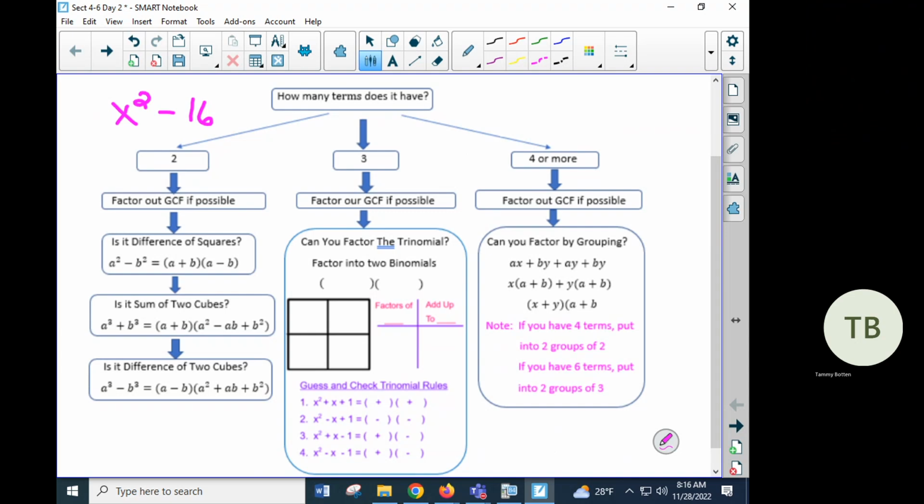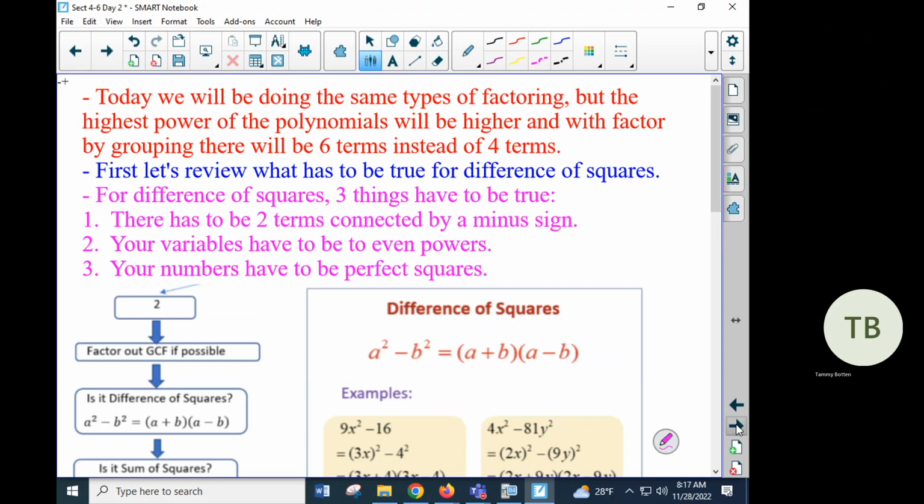And then when you get to 4 or more terms, so today we'll have 6 terms. So you could have 6 terms here. You could even have 8 terms. The first thing you'd want to do is factor out the greatest common factor. And then you're going to do factor by grouping. And down here in pink, it says, if you have 4 terms, you're going to group them into 2 groups of 2. If you have 6 terms, you're going to group them into 2 groups of 3. And we'll see that as we go through today.